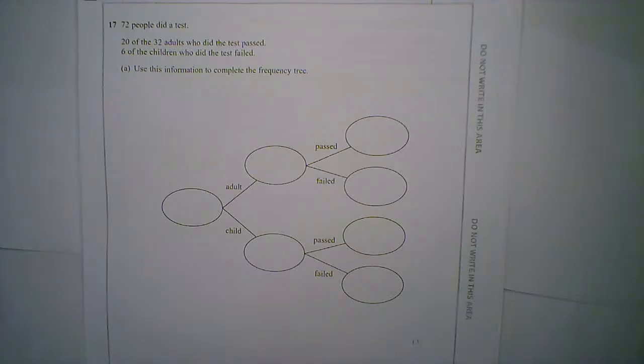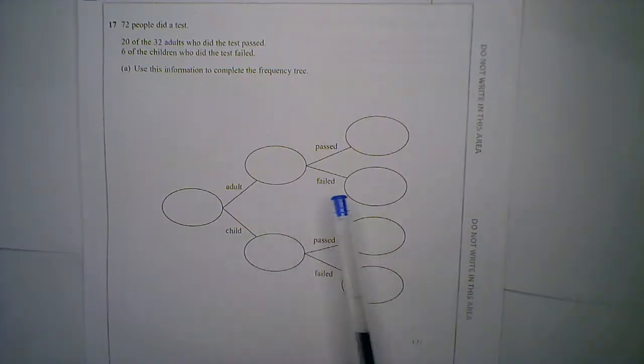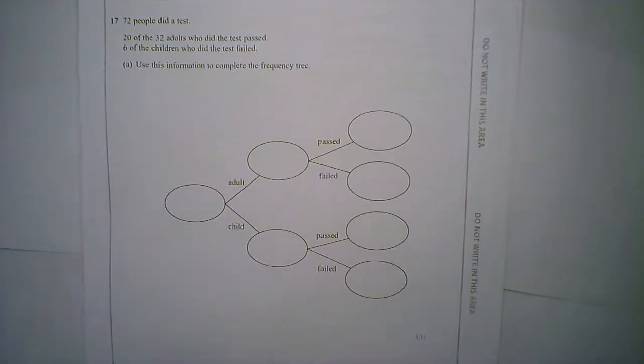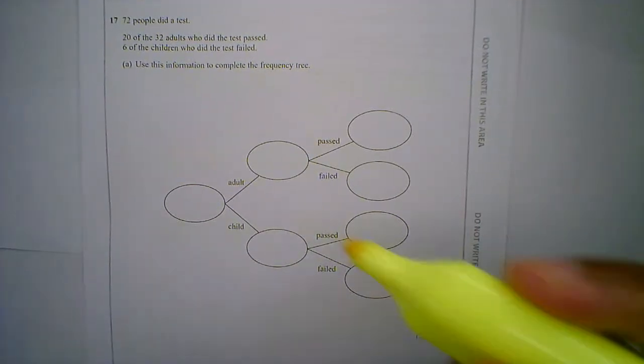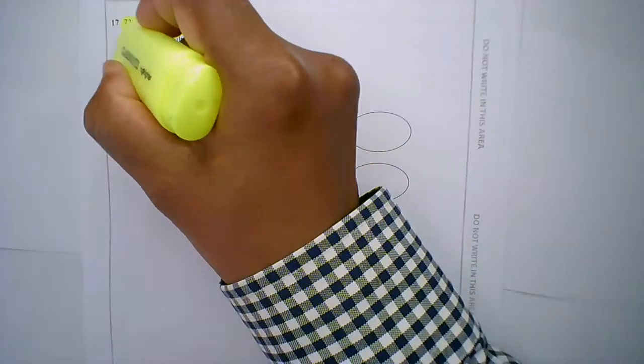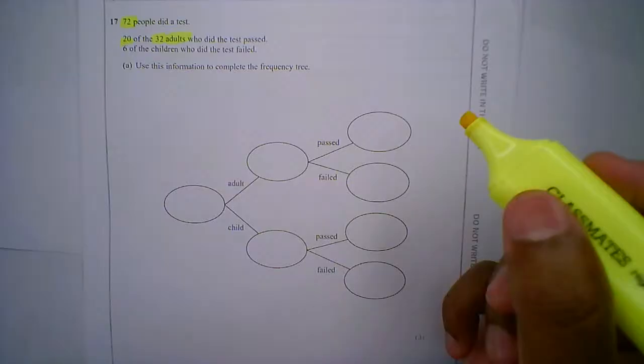Okay, so you can see on this question, this is slightly harder than the previous ones, just from observing everything. And so let's go through this. 72 people did a test. So I'm going to highlight that key information. 20 of the 32 adults who did the test passed.